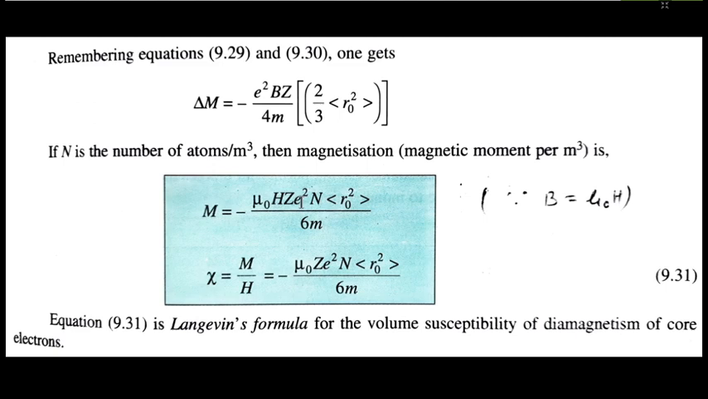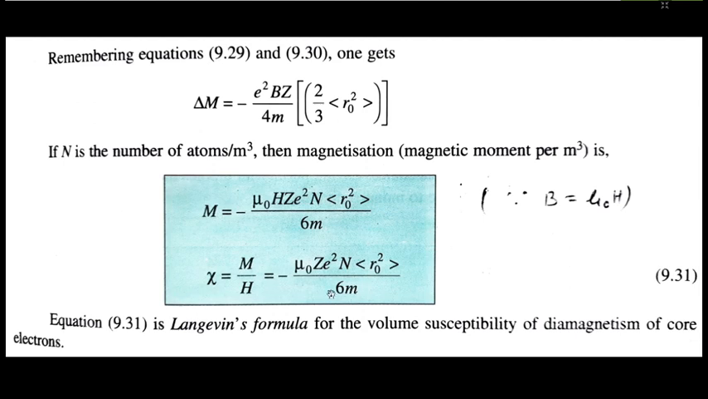Why I had converted? Because I want to find out the equation of susceptibility. Magnetization per applied unit magnetic field gives the susceptibility. So this H will go over here, and it's mu 0 N e square and average of r square divided by 6m, and this is the final Langevin formula for the susceptibility of a diamagnetic material.